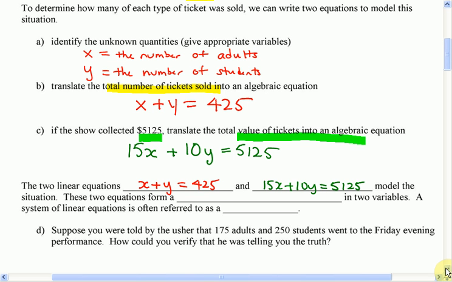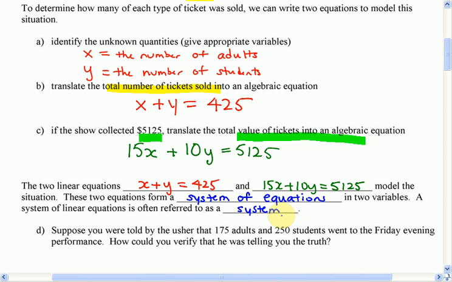In math, these two equations form what we call a system of equations in two variables. Okay, so a system, it's a combination of things. A system of linear equations is often referred to just as a quick system. Okay.